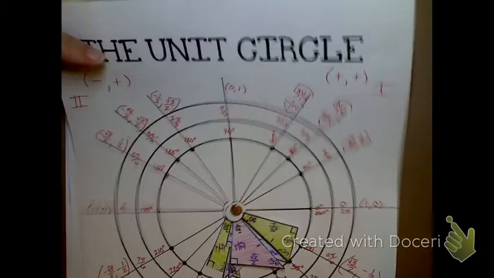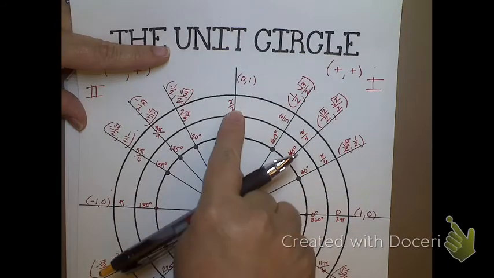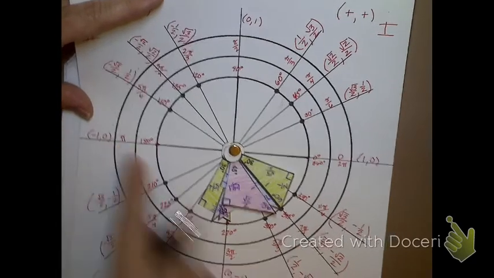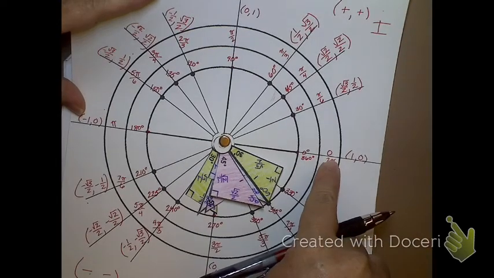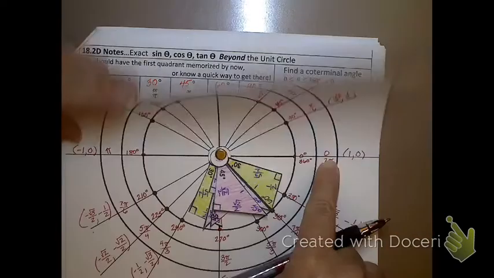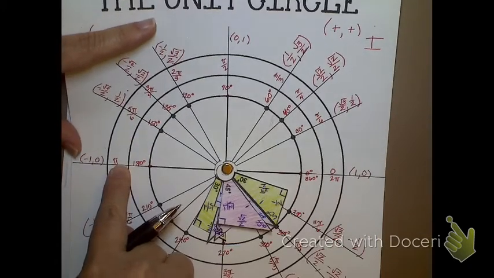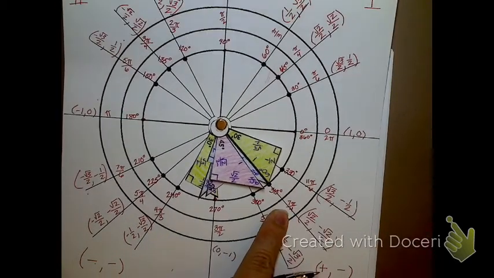Now, we did this where I counted by pi over 4s, right? Do you remember that? So this was 1 pi over 4, 2 pi over 4, 3 pi over 4, 4 pi over 4, 5 pi over 4, 6 pi over 4, 7 pi over 4, 8 pi over 4. What am I trying to get to? 15. So 9, 10, 11, 12, 13, 14, 15 pi over 4 is coterminal with 7 pi over 4. Do you understand where I got that from?